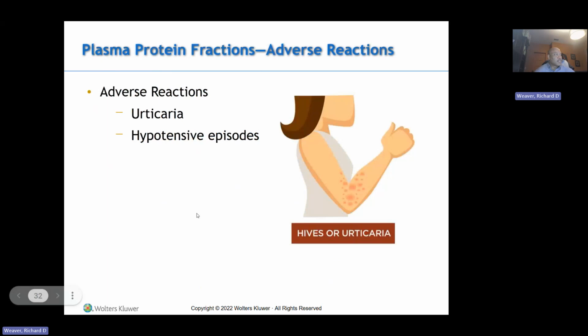Some of the adverse reactions for plasma protein fractions are urticaria and also hypertensive episodes, especially if they go into an allergic reaction. That causes the blood vessels to dilate significantly. But that's a part of the allergic reaction. Ideally, we're giving it to help improve the blood pressure. But if they're allergic to it and they go into an allergic reaction, then you'll have the opposite, meaning the blood vessels will dilate and cause a low blood pressure.